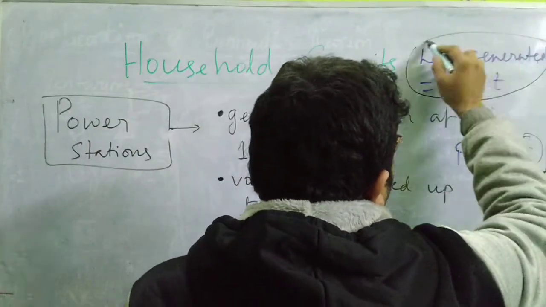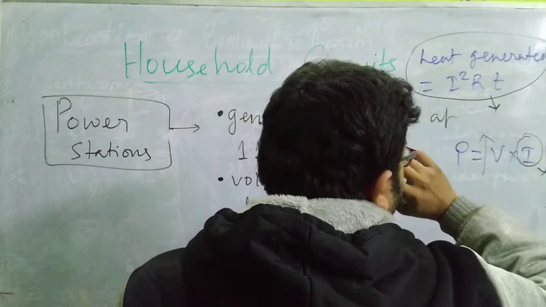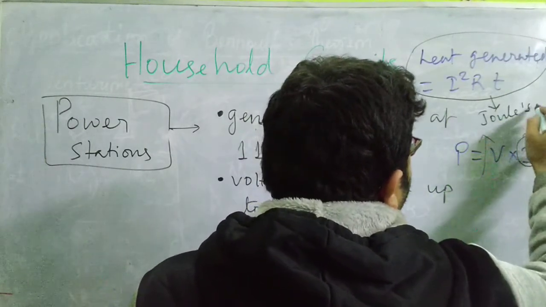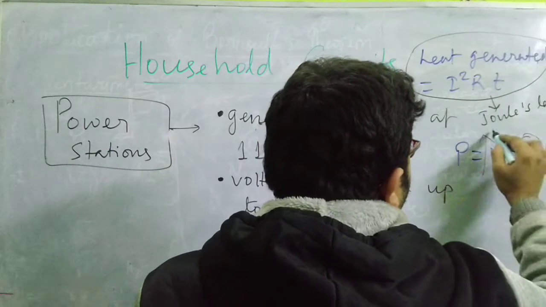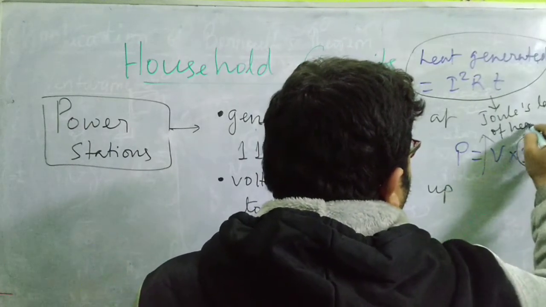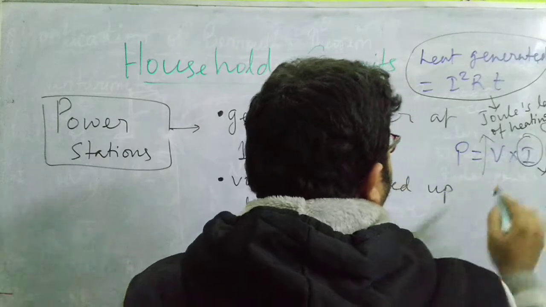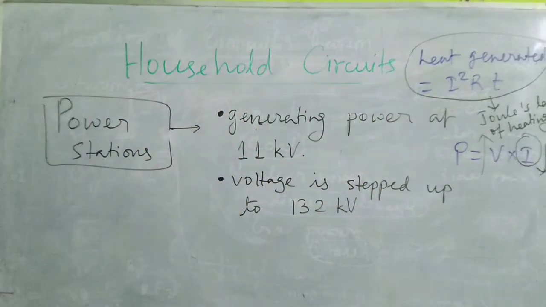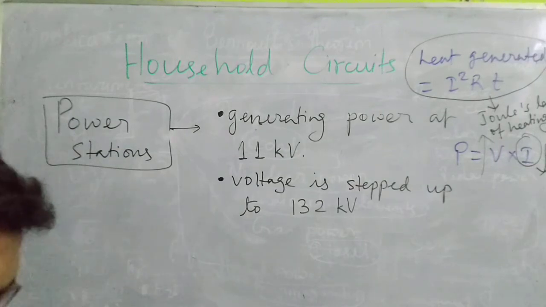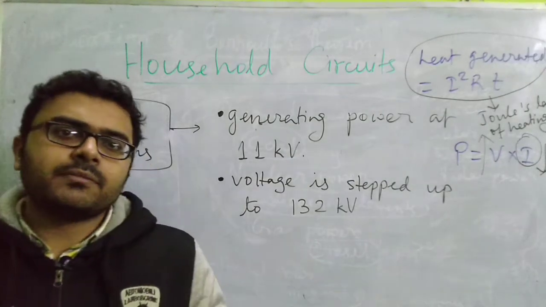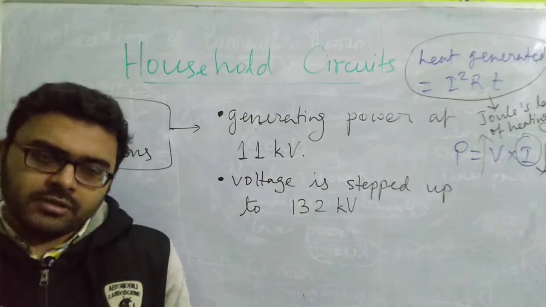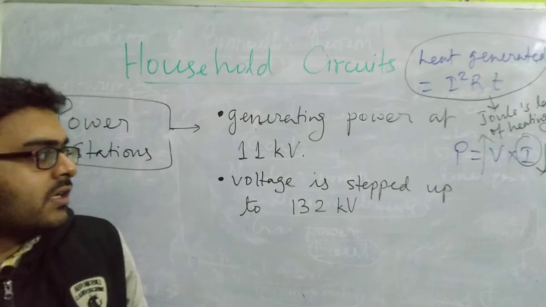I think I have missed it out in the previous class. This is Joule's law of heating. Please note it down. What does Joule's law of heating state? It states that the heat generated in the conductor is directly proportional to the square of the current, directly proportional to the resistance of the conductor, and directly proportional to the time for which the current is flowing through the conductor. Okay.